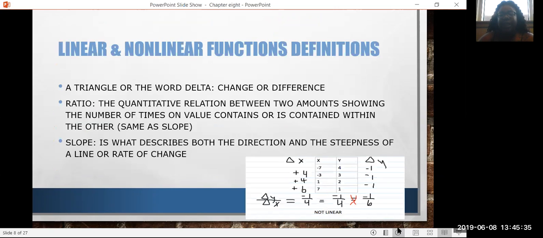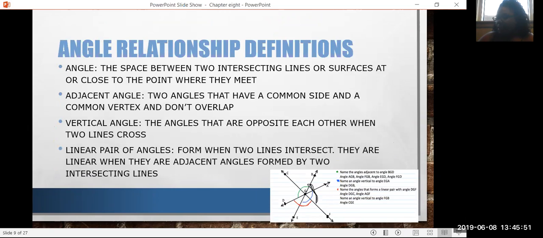And then next we just have some more definitions. I decided to do an example column at the bottom, kind of going to triangles and the delta triangle ratio, slope, different things like that. Just definitions dealing with the linear and nonlinear functions. And then you also have the angle relationship definition, and it's just going over different types of angles. And then I have an example at the bottom.